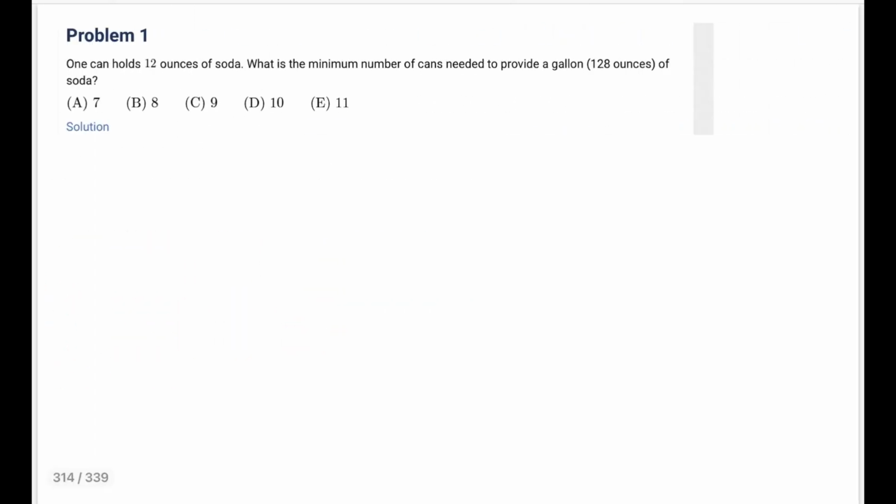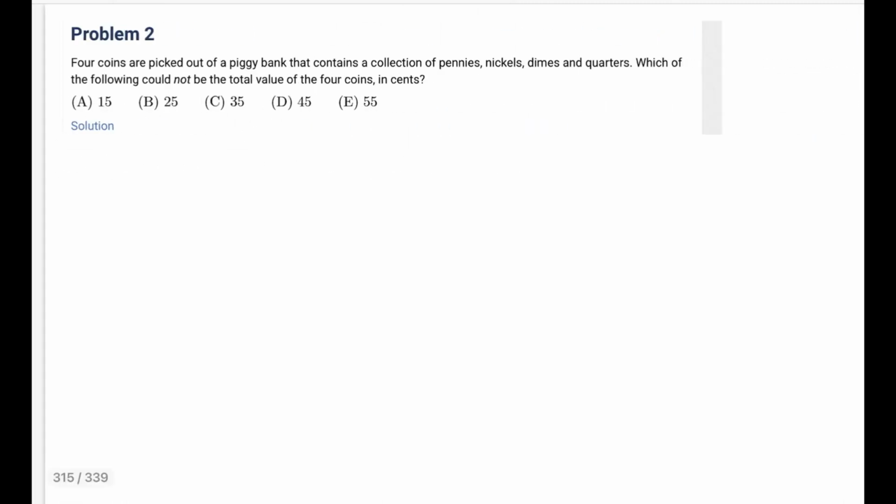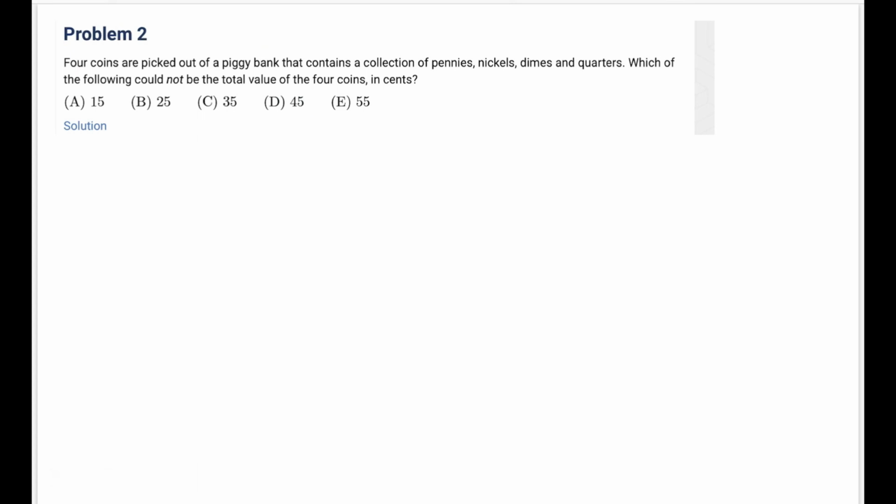First problem: one can holds 12 ounces of soda. What is the minimum number of cans needed to provide a gallon, 128 ounces of soda? Okay, so we can right away say that 128 ounces equals 12 ounces times 10 plus 8. For the minimum number of cans, they have to be an integer, right? So 128 is less than or equal to 132, so this is 11 cans. The answer is E.